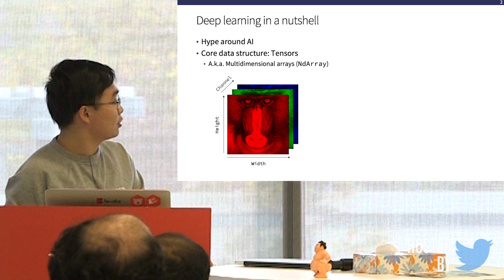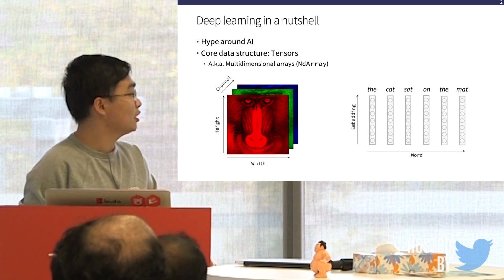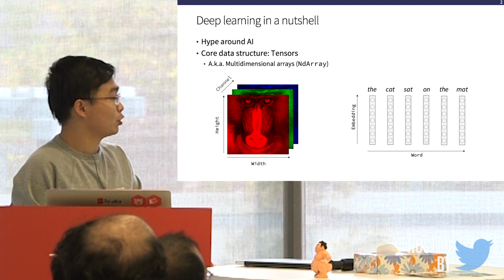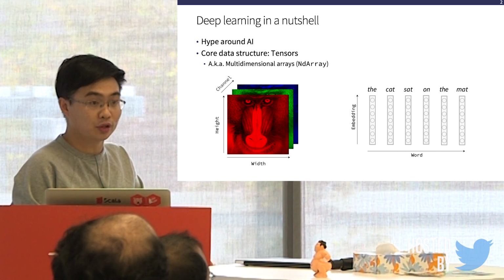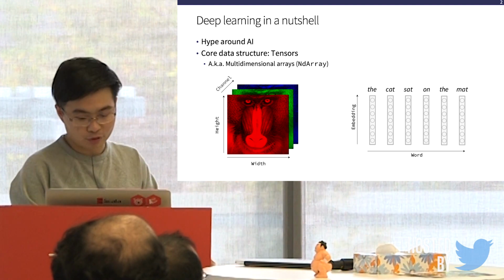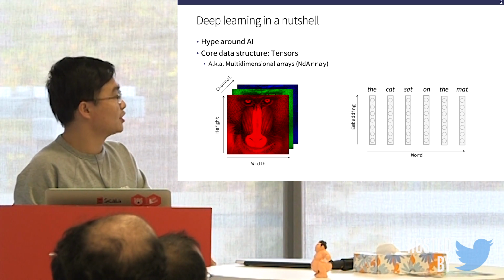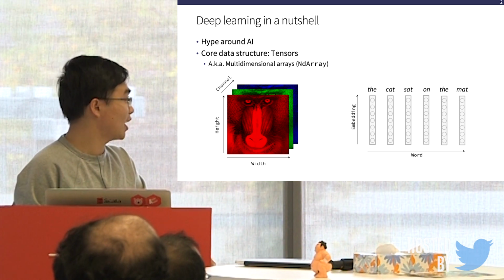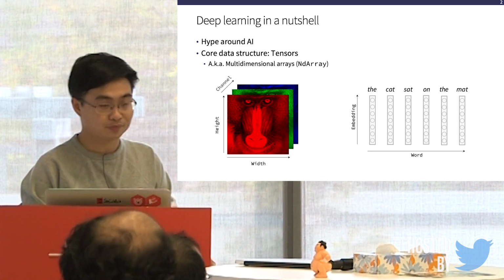Or in natural language processing, we have a sentence here, "the cat sat on the mat." Each word is going to be mapped into a fixed length vector. We call this word embedding in natural language processing. So this sentence is going to be represented as a two-dimensional tensor, or matrix, where you have two axes. One axis is the word, and the second axis is the embeddings.